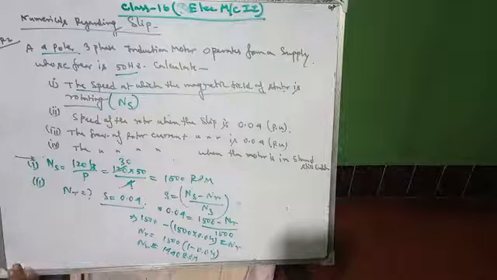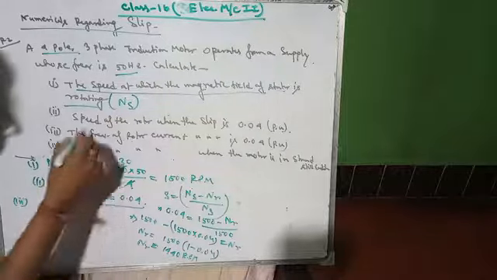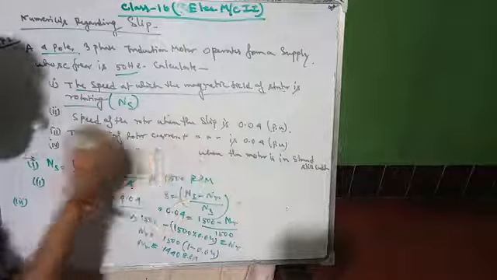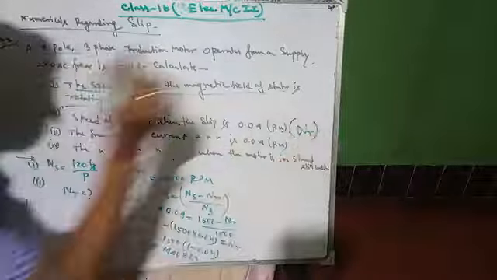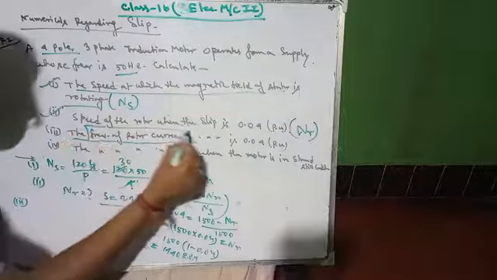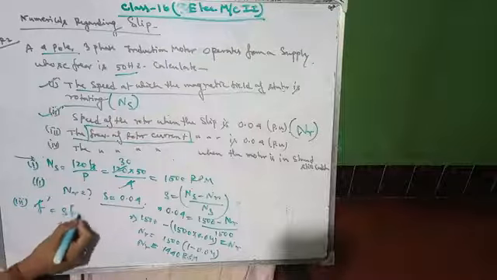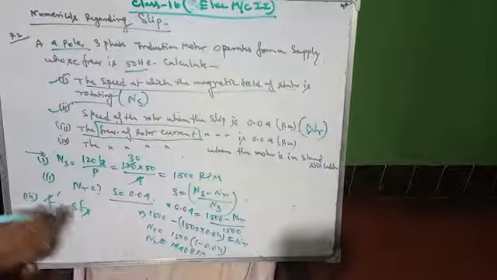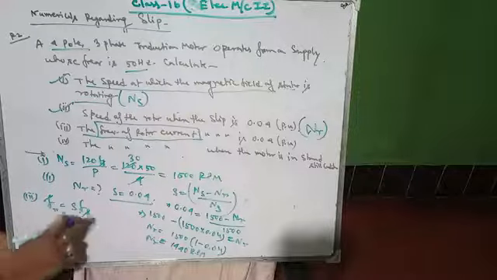So the second problem is completed. Now I will move into the third problem. Actually, you have to find this Nr. Now the third one, frequency of the rotor current. Frequency of the rotor current means what? You have to find F dash. F dash equals S into Fs. Always remember, for frequency of rotor current, you can say Fr. Fr equals S into Fs.